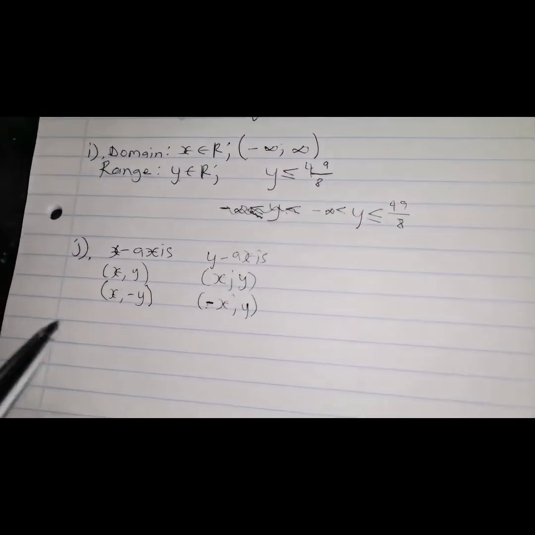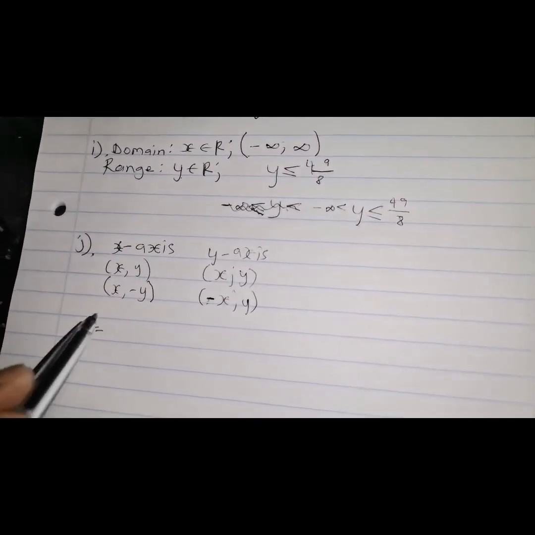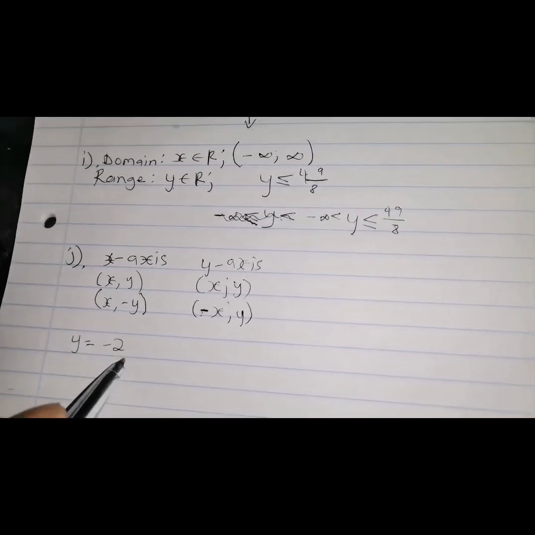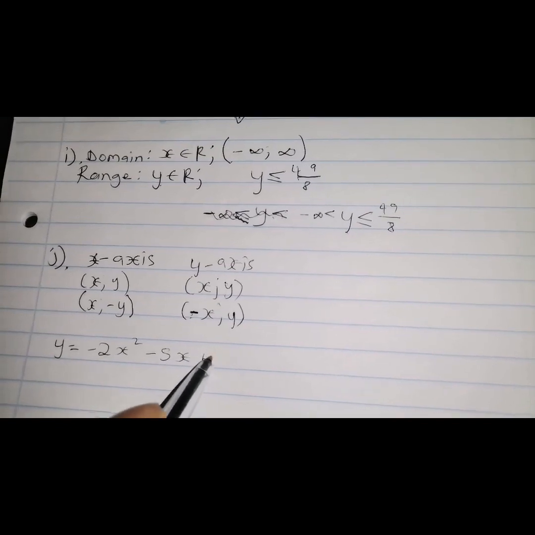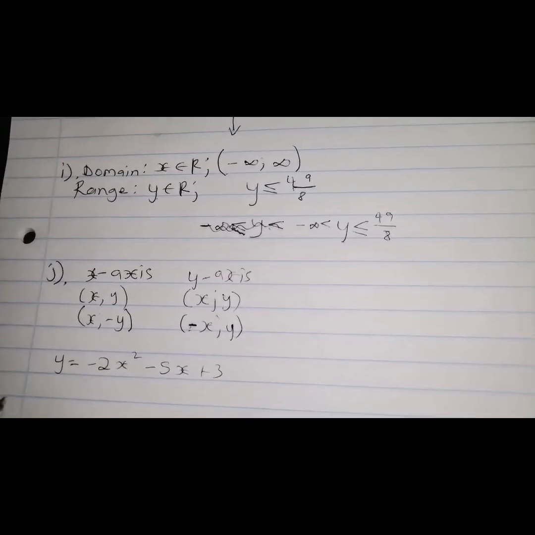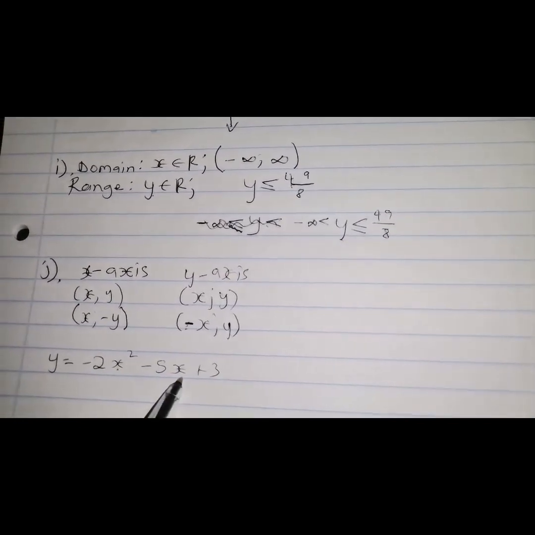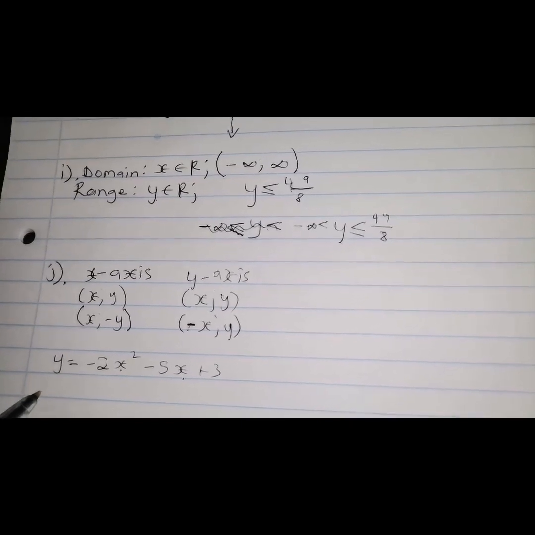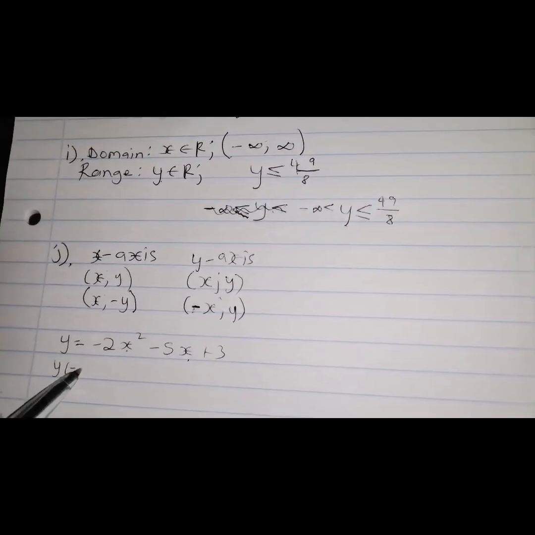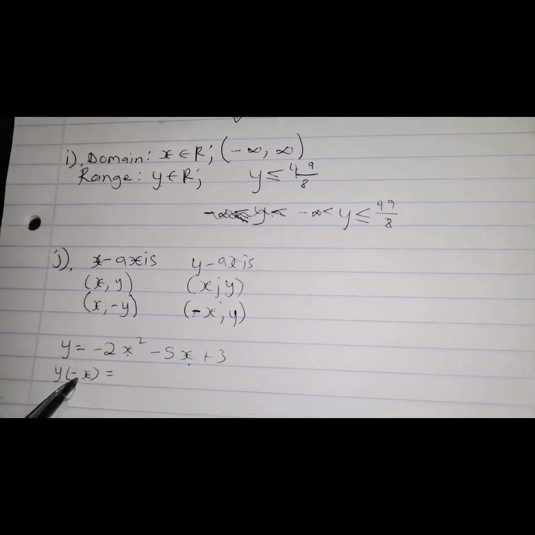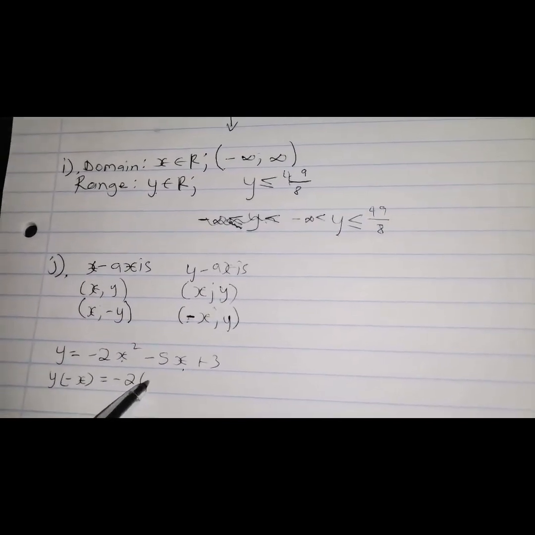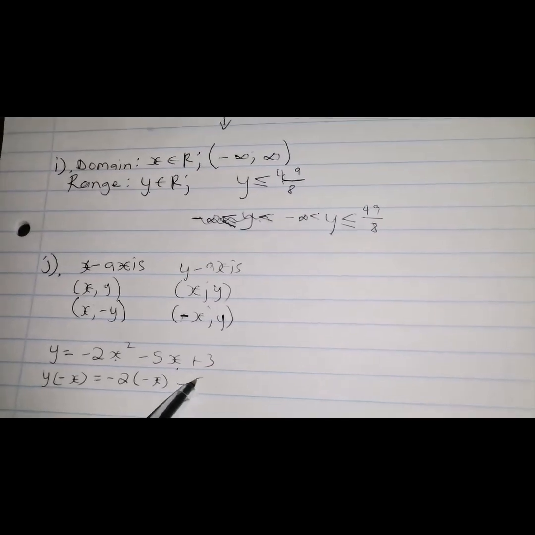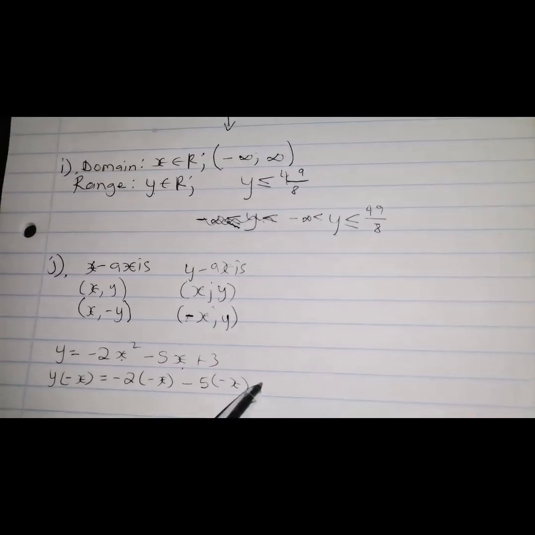In this case, let's write the whole equation. y equals negative 2x squared minus 5x plus 3. You must reflect about the y-axis. That means all x will be negative here, meaning where I see x, I need to put in negative x. Let's just do that. Negative 2 times negative x, all squared, negative 5 times negative x, plus 3.